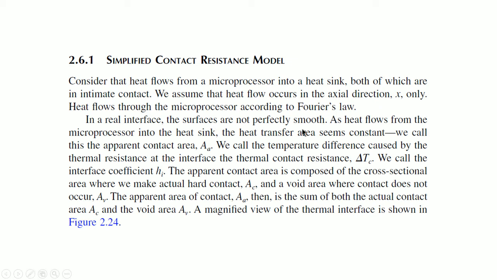In a real interface, surfaces are not perfectly smooth. As heat flows from the microprocessor into the heat sink, the heat transfer area seems constant. We call that the apparent contact area. We call the temperature difference caused by this thermal contact resistance. We call the interface coefficient Hi. Apparent contact area is composed of the cross sectional area where we make actual hard contact, and a void area where contact does not occur. The apparent area of contact then is the sum of both the actual and the void area.